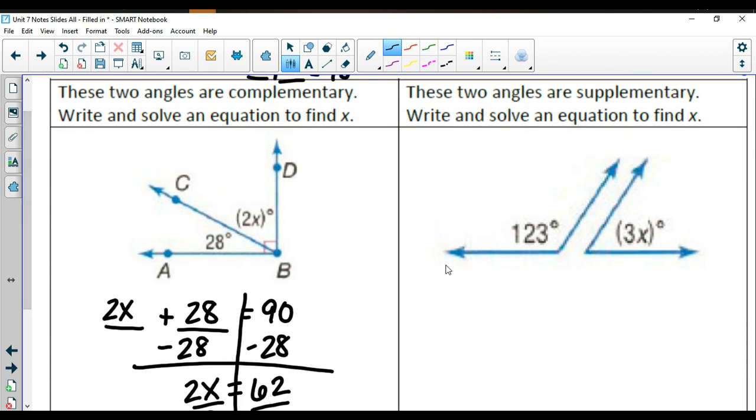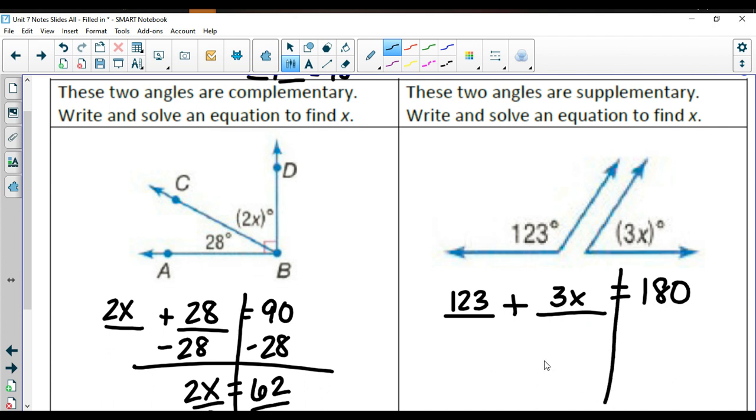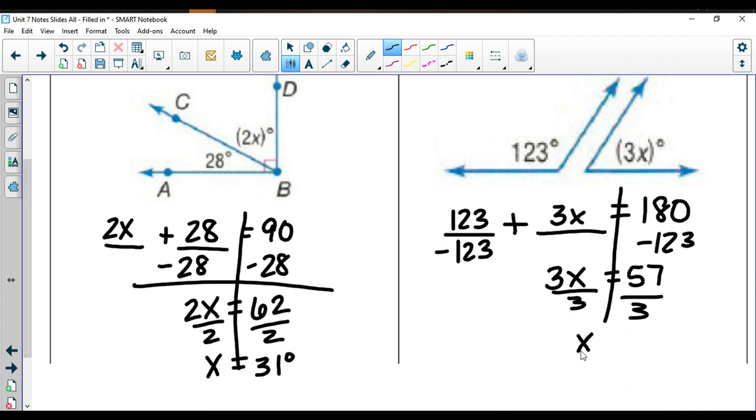This next one says these are supplementary, so write and solve an equation to find x. So blank plus blank is equal to 180. My angles are 123 and 3x. So I'm going to subtract the 123 on both sides, and that's going to give me 3x is equal to 57. Dividing through by 3, I get that x is equal to 19 degrees.